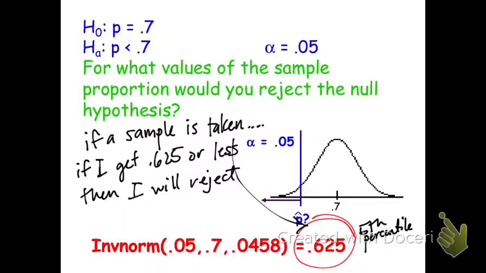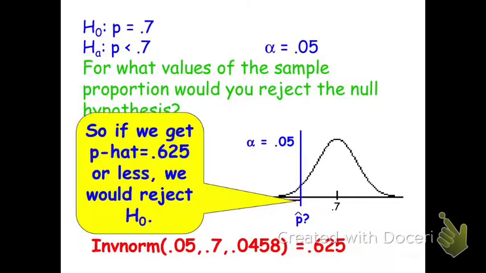So when I take a sample, like if I went out to the local hospital and took a sample of 100 people, and I got 62.5% of people that get the flu, or anything less than that, then I'm going to reject. Doesn't mean I'm right or wrong. It just means that I will make the decision to reject, if I took a good sample.